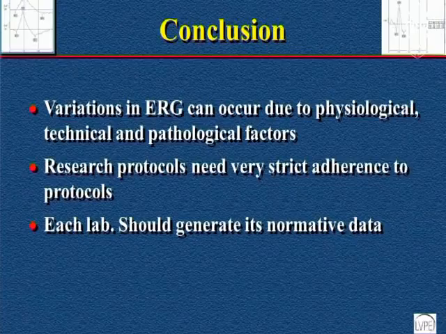So I want to conclude by saying that variations in ERG can occur due to physiological, technical and pathological factors. And if you are doing research protocols, then you will need very strict adherence to certain factors. And each lab should have its own normative data. But when there is a pathology, it changes a huge lot. It doesn't change a little bit.